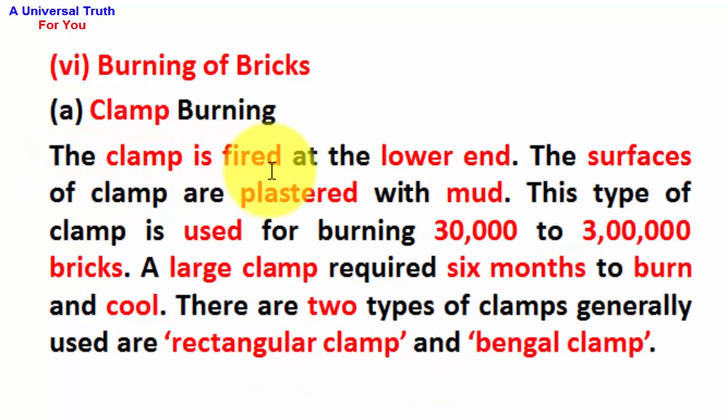The clamp is fired at the lower end. The surfaces of the clamp are plastered with mud. This type of clamp is used for burning 30,000 to 3 lakh bricks. A large clamp requires 6 months to burn and cool. The two types of clamps generally used are the rectangular clamp and the Bengal clamp.